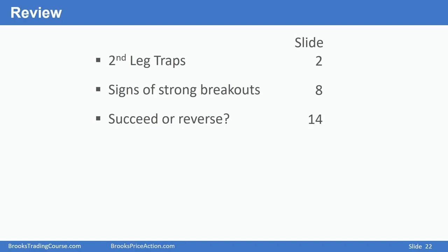In this video, I talked about the second leg traps, where the market makes one leg, pulls back, and then has an even stronger second leg. But the second leg leads to a reversal instead of a measured move. It traps traders into buying high if it's a strong second leg up. It also traps traders into selling low if it's a strong second leg down. Second leg traps are common in broad channels and especially common in trading ranges.